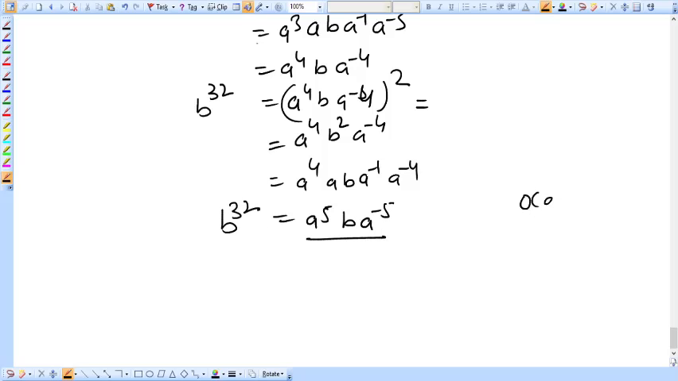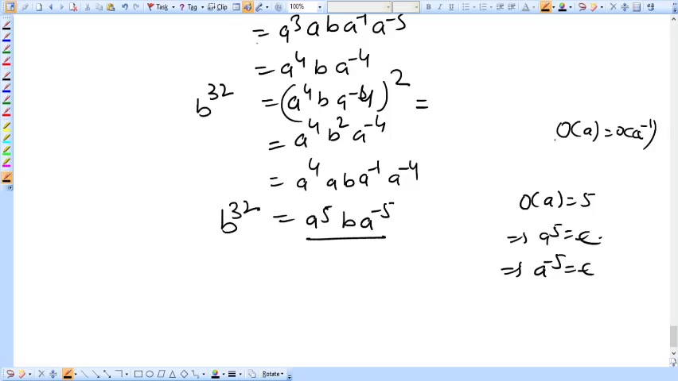Since the order of A is equal to 5, this implies A^5 is equal to identity. Also A^{-5} would be identity, because we know the order of A is equal to the order of A inverse, so the order of A^{-1} is also 5. So this thing is identity B, and this is also identity, so it is equal to B. So B^32 is equal to B.